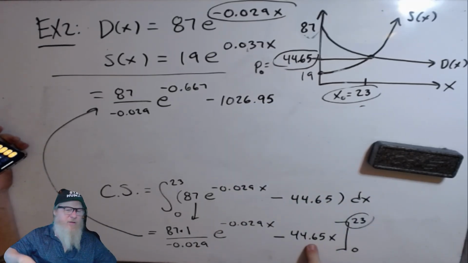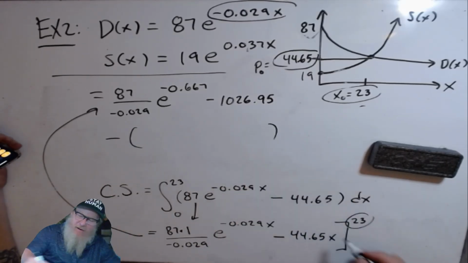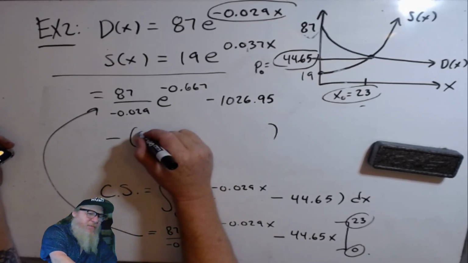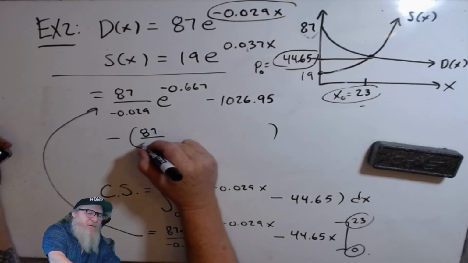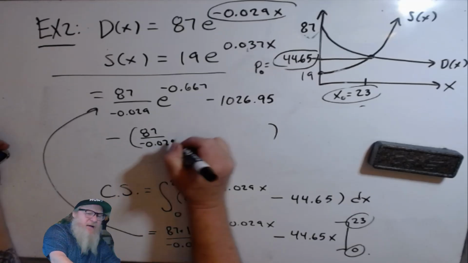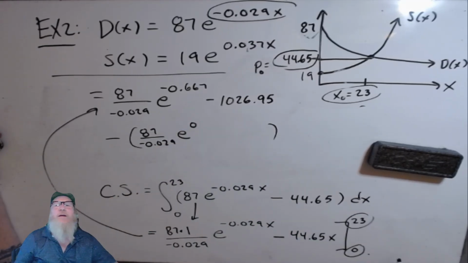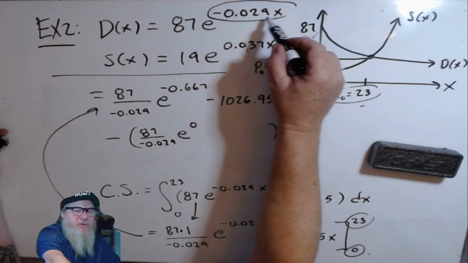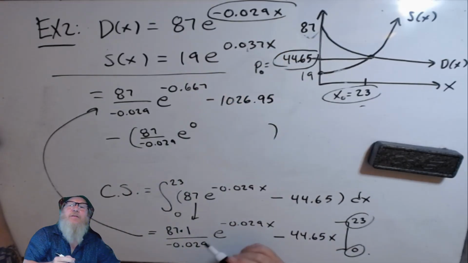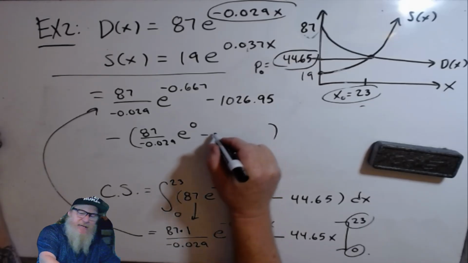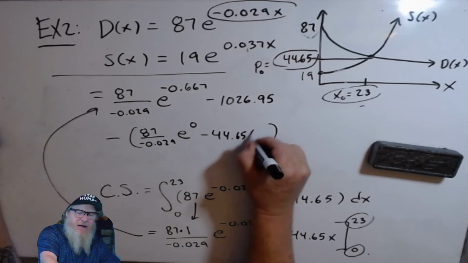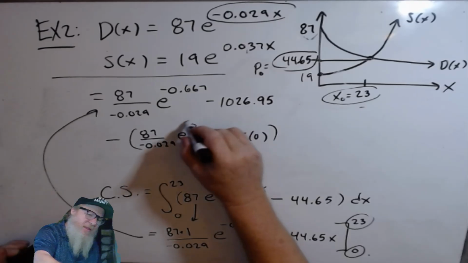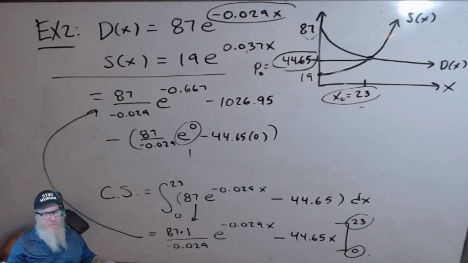So I'm plugging in the 23. Minus, now I have to plug in 0. Well, this is the reason why this particular problem, 87 over negative 0.029 e to the 0. Yeah, I know, it's negative 0.029 times 0, but that's just going to be 0. And then minus 44.65 times 0. And one of these numbers is not 0. This one is 1. This one is 1.